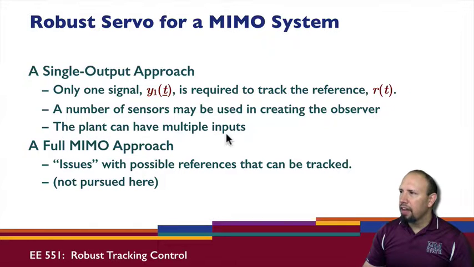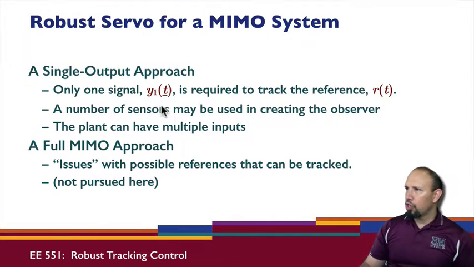So the plant itself could have multiple inputs. That's not an issue. We've seen we can use the place command to get a state feedback gain for multiple inputs, so that's not an issue. So here, even though we have multiple outputs, we're only using this approach to track one signal.